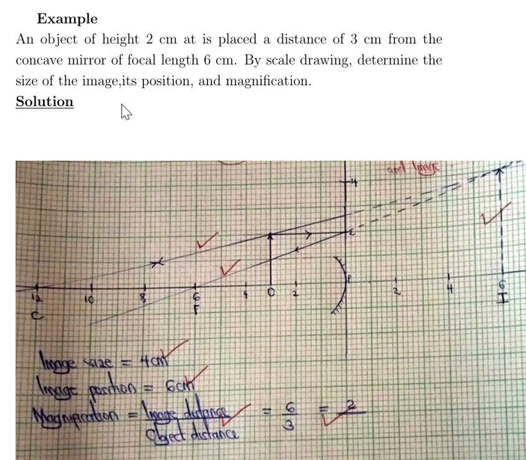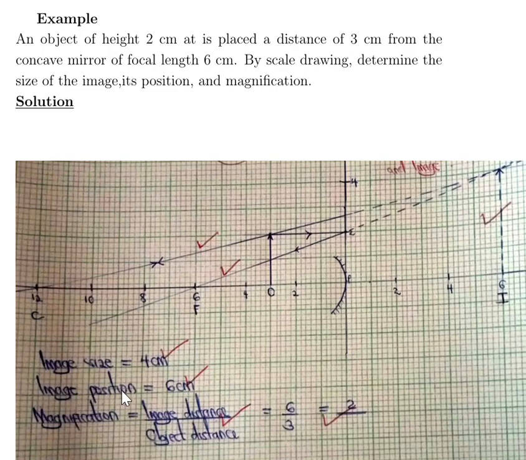Anyway, let's go back to the question. We are required to determine the size of the image. When they talk about the size of the image, we basically mean the height of this image that has been formed. We go back to our Cartesian plane that we use to find out. Here we count off 1, 2, and then 3 centimeters. Realize that it is coinciding with the 4 centimeter mark up here. Therefore, the size of the image is 4 centimeters.